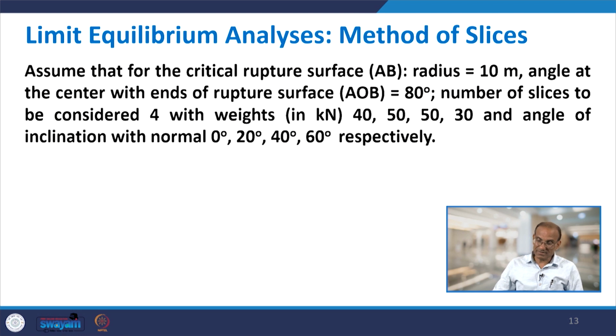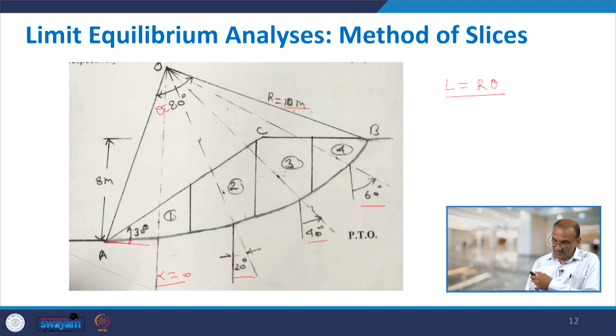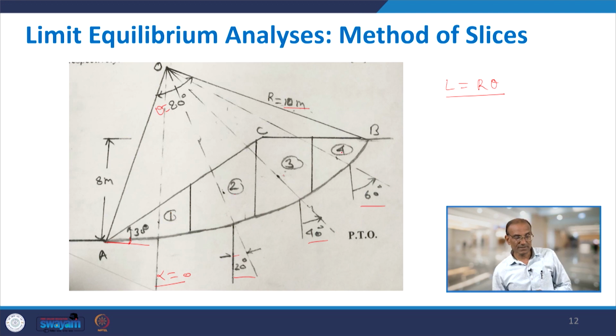Weights are listed here. What other data are given? The weights of the slices are 40 kilonewton, 50 kilonewton, 50 kilonewton, 30 kilonewton. So the weight of the first slice is 40, then 50, 50 and 30. So these are the data given to you. Now we do the calculation in tabular form.